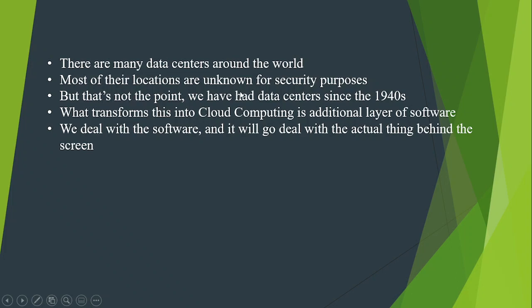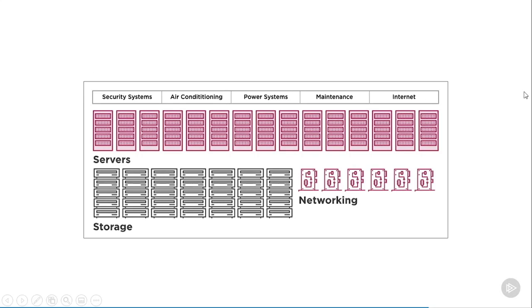That's not the point. We have had data centers since the 1940s. Even data centers are not the cloud. What is basically the cloud? These data centers are there, right? What transforms these data centers? Data centers basically have sets of servers, sets of storage devices, and networking devices like routers, with internet wires and everything. They need networking, storage, and servers, plus security systems and air conditioning to cool down the systems. This is what a data center comprises.